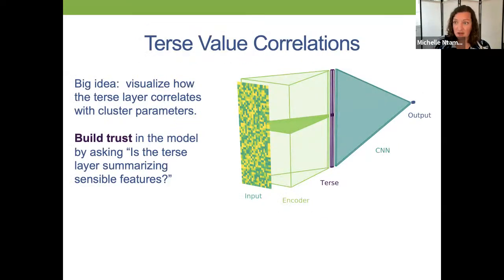All right, so we just talked about terse value correlations. The big idea in this subsection was we were visualizing how the terse layer correlates with cluster parameters to build trust in the model by asking, is the terse layer summarizing some sensible features? And by doing that, we were able to identify a case where the results looked phenomenal, but it turns out that ML was picking up on a sim artifact.